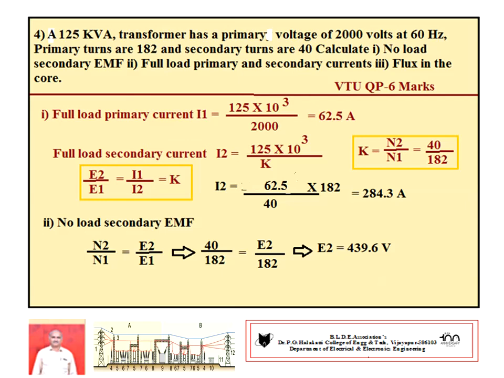So again we have to use the K value to calculate the no load secondary EMF, that is, N2 by N1 equal to E2 by E1. N2 is 40, N1 is 182, E2 we have to calculate. E1 value is actually 2000, 182 you remove that, by mistake it happens. So instead of that it is the primary voltage. Primary voltage is how much? 2000, E2 by 2000. So E2 becomes 439.6 volts.